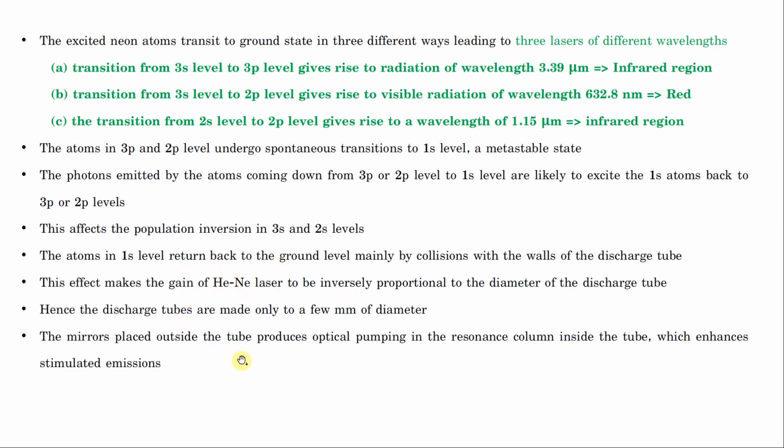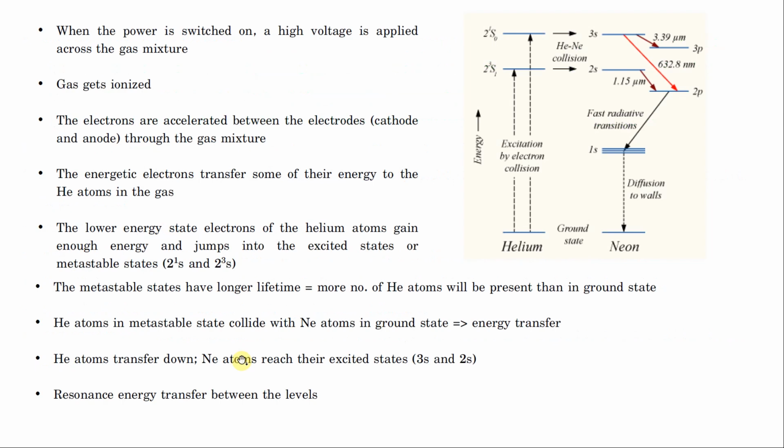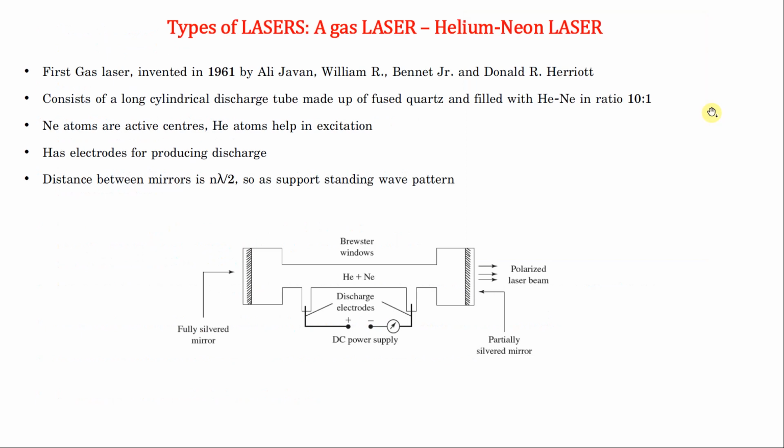Now, once we have all this light coming out due to the stimulated emission, the next step we know is to get reflected between both the mirrors. So the stimulated photons will undergo multiple reflection between the fully silvered and partially silvered mirrors.